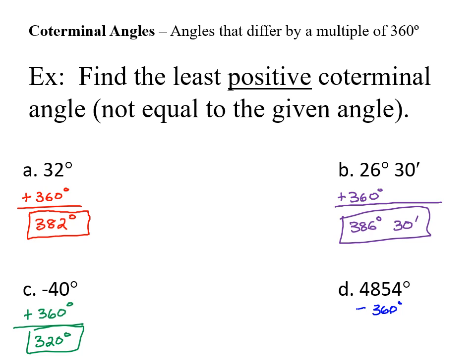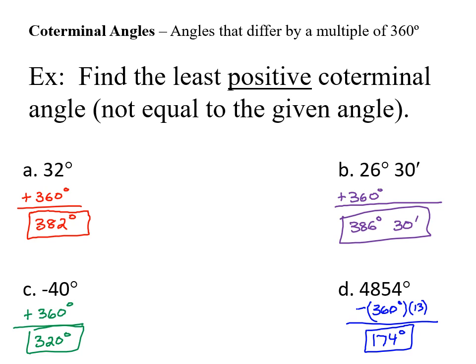So if I did 4854, let's see, you're looking at 13 times. I just did it on the calculator real quick. So you have to subtract 360 13 times and you'll get 174 degrees. That would be the least positive coterminal angle, because if you subtract an additional 360, you'll be a negative number. So you want the least positive one all the way down as close as you can get to 0 without going into the negative.